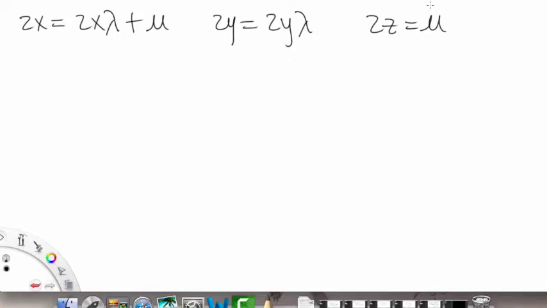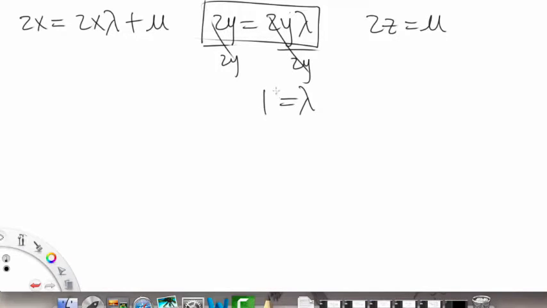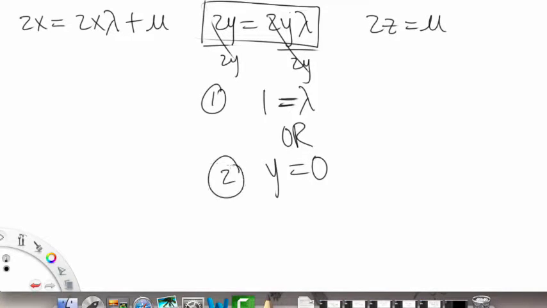Okay, so for this equation to be true, let's look at this one first of all. If you divide by 2y, we just get that lambda equals 1, right? So that could be an option, or these could be equal if y is equal to 0. So we have these two options here. This is option 1, and this is option 2. So let's explore what happens when we pursue option 1.